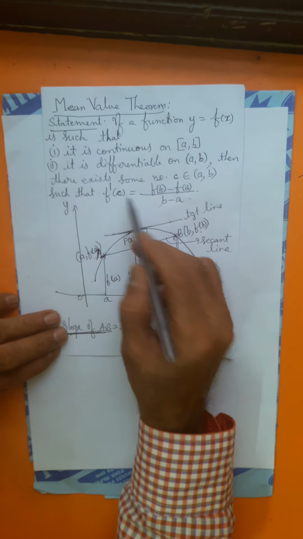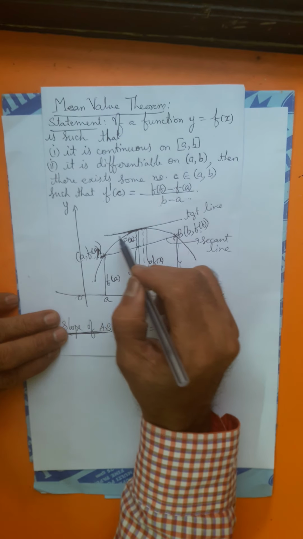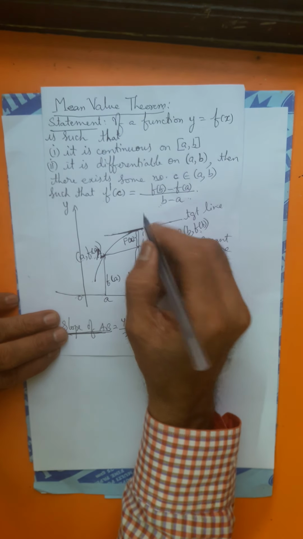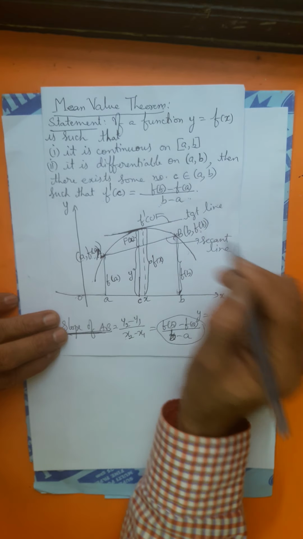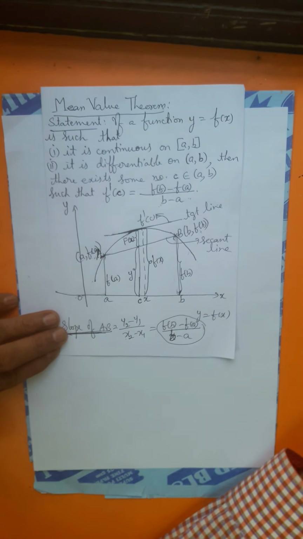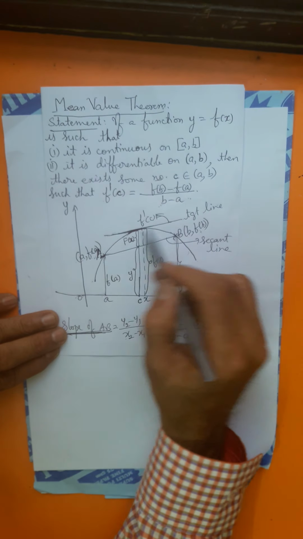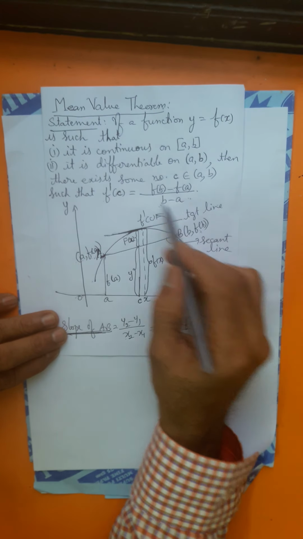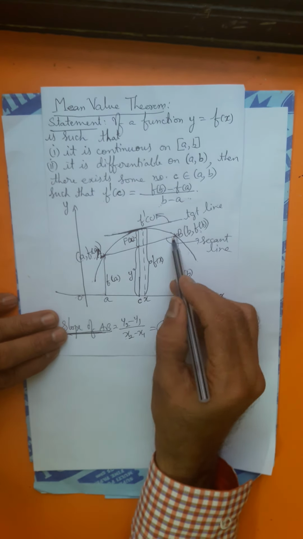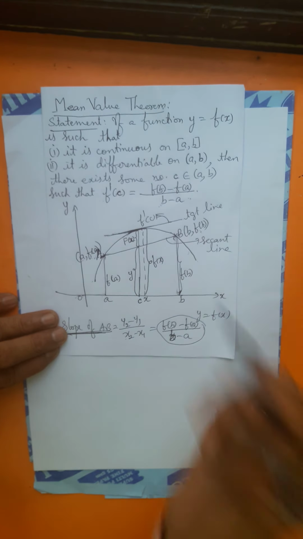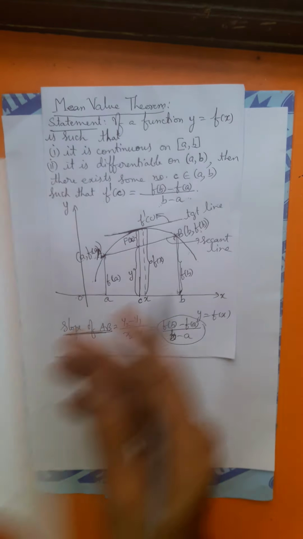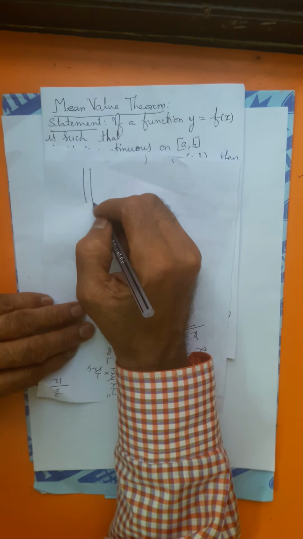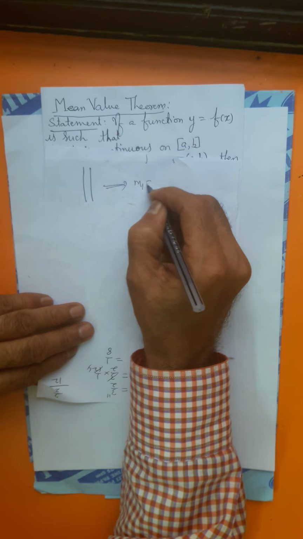f dash c, that is the derivative at c, is the slope of the tangent line. So the slope of the tangent line is equal to the slope of the secant line. If slopes are equal, you have studied at PU level, what do you say? If lines are parallel, slopes are equal.